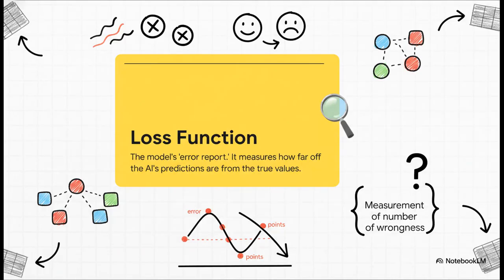Of course, we need a way to grade our AI's homework, right? How do we know if it's actually learning? That's where the loss function comes in. It's basically an error report. Every time the AI guesses, the loss function tells us how wrong it was. So for this number, our goal is simple. Get it as low as possible.